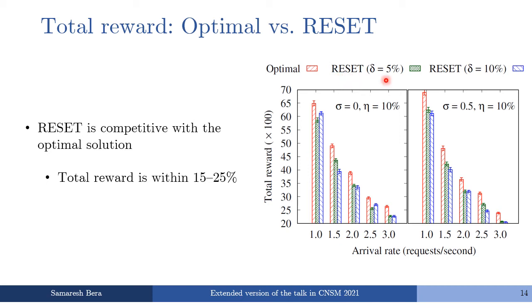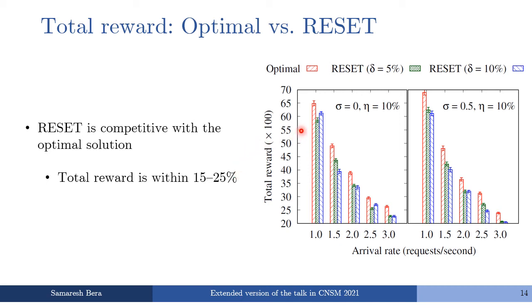And we have two variants of the proposed scheme. One is with 5% active slice redistribution and the other with 10% active slice redistribution. Further, we have considered two penalty factors, one with 0 penalty and the other with 0.5 penalty. And eta here is the percentage of edge clouds selected in the network. For the given ATT-MPLS network, we selected 10% edge clouds that have more adjacent links. So we see that the proposed scheme RESET is competitive with the optimal solution, and the total reward is within 15 to 25% of the optimal solution.